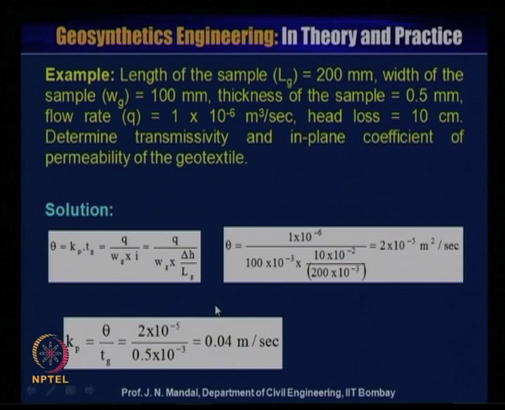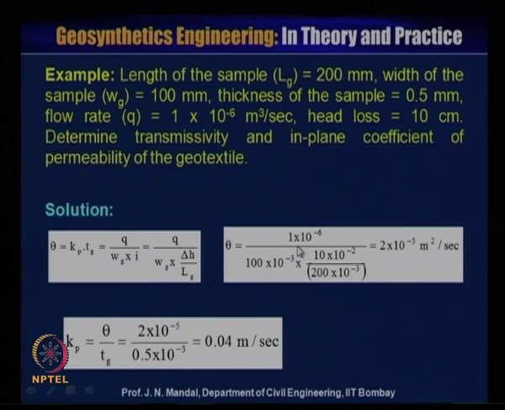So, I am giving one example. Let us say the length of the sample Lg is 200 millimeter, the width of the sample Wg is 100 millimeter, the thickness of the sample is 0.5 millimeter, the flow rate Q is equal to 1 into 10 to the power minus 6 meter cube per second, and the head loss is 10 centimeter. Determine the transmissivity and in-plane coefficient of permeability of the geotextile. So, here is the solution. We know transmissivity theta is equal to Kp into Tg, that is equal to Q by Wg into i, where i is delta H by Lg.